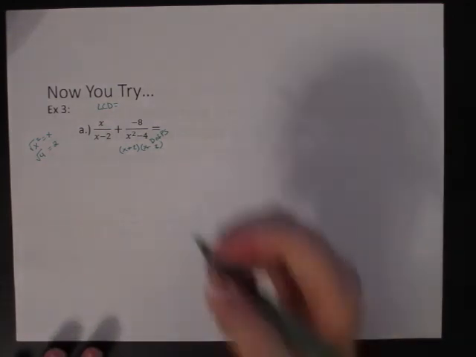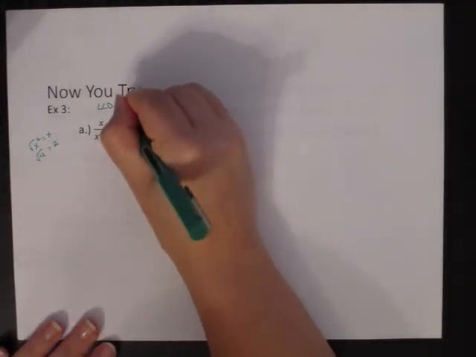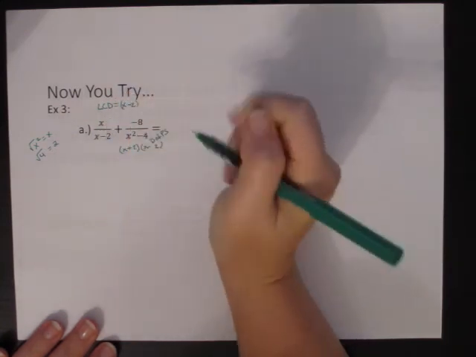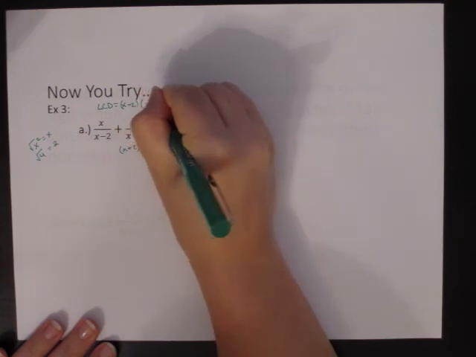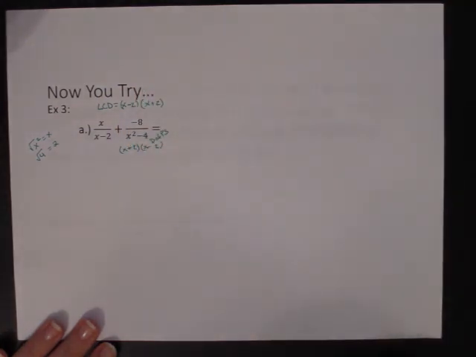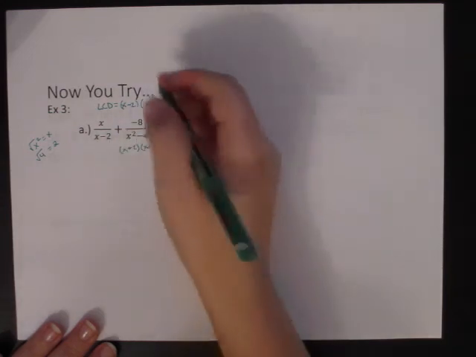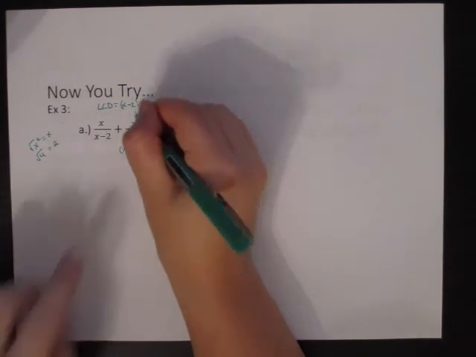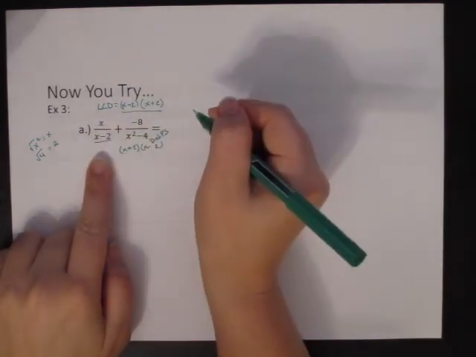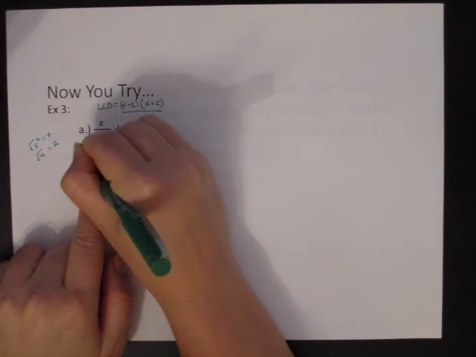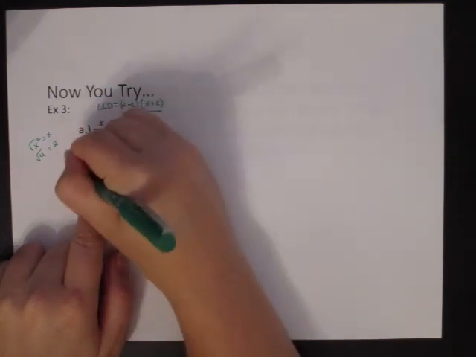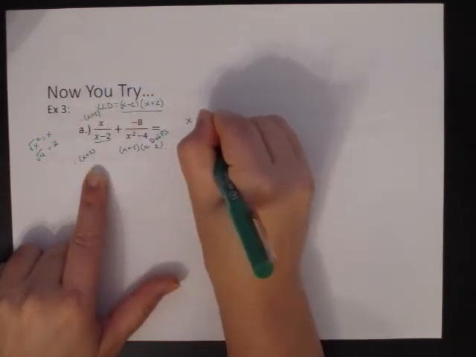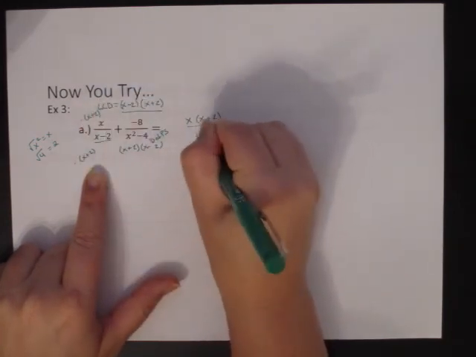Alright? So now I look at my factors. I've got x minus 2, and that's my max raised to the first power. And then I have x plus 2, and that's going to be my LCD. Now I have to compare my LCD to each term, and that's going to be step 2, making equivalent fractions. So if I compare my LCD to my first denominator, what I'm missing is x plus 2. What I do to the bottom, I have to do to the top. So I've got x times x plus 2 over LCD.